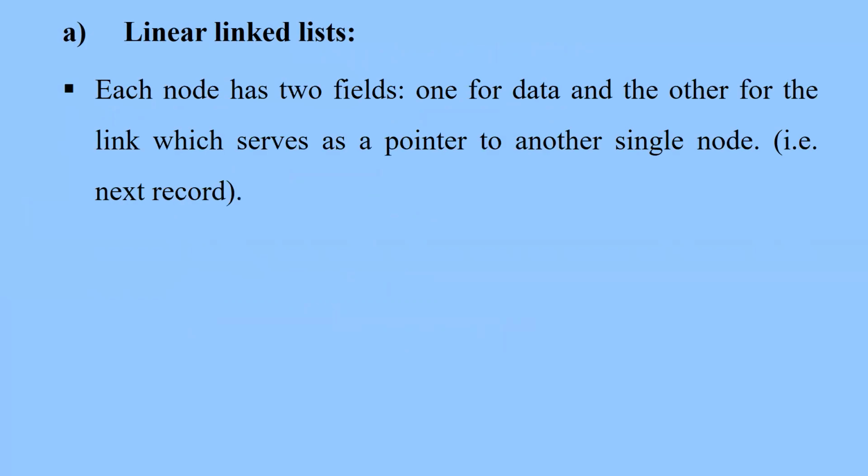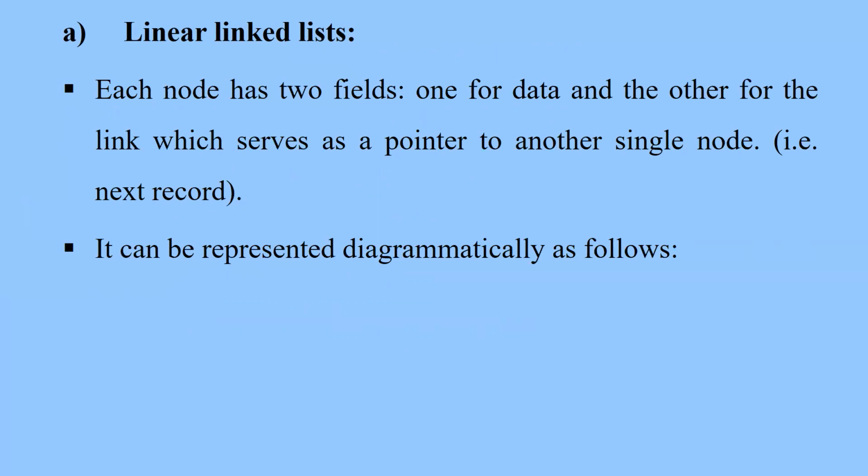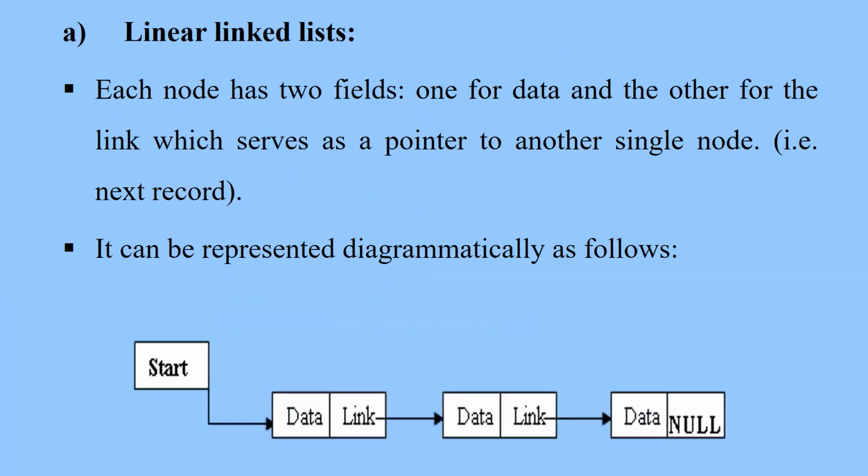Let's look at linear linked lists. In linear linked lists, each node has two fields, one for data and the other for the link, which serves as a pointer to another single node, that is, the next record. It can be represented diagrammatically as follows. So we have the start node, which has data and link. Then we have the second one, etc. And the last one has the reserved word or element called null.